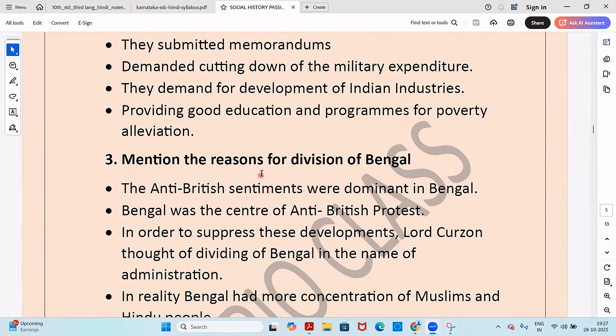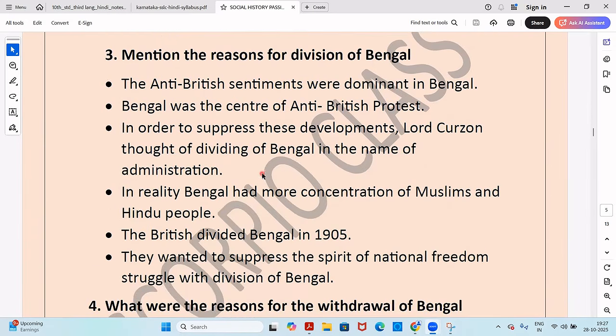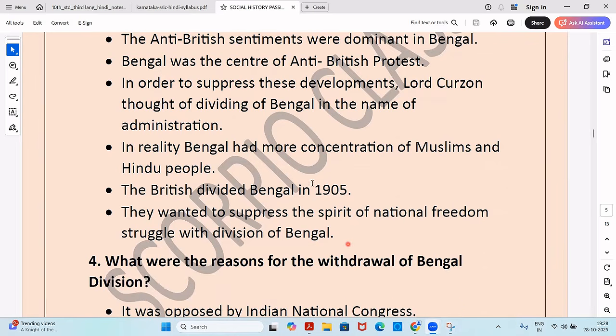Now we move on to the next question. Mention the reasons for the division of Bengal. Answer: the anti-British sentiments were dominant in Bengal. Bengal was the center of anti-British protests. In order to suppress these developments, Lord Curzon thought of dividing Bengal in the name of administration. In reality, Bengal had a large concentration of Muslims and Hindus. The British divided Bengal in 1905. They wanted to suppress the spirit of the national freedom struggle with the division of Bengal.